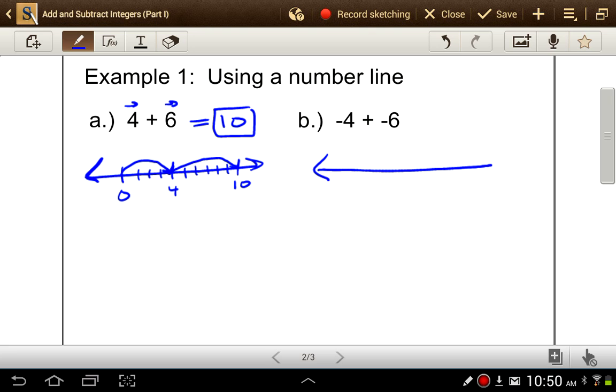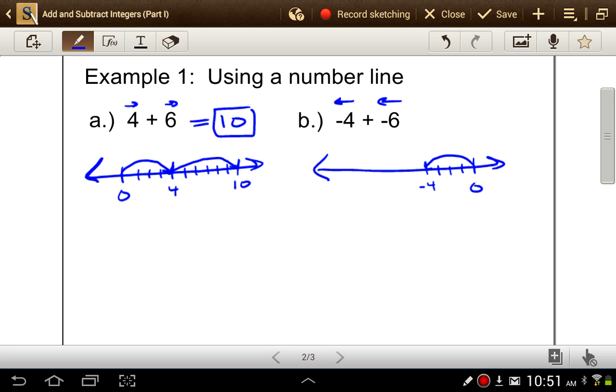Now, in problem B, we're going to just use a number line. So I'm going to make a number line. Here's 0. Our first number says negative 4. Negative means go to the left, so I'm going to go to the left to negative 4. 4 spots. 1, 2, 3, 4. So there's negative 4. My second number says continue going to the left 6 more spots. Notice my arrows above my number.